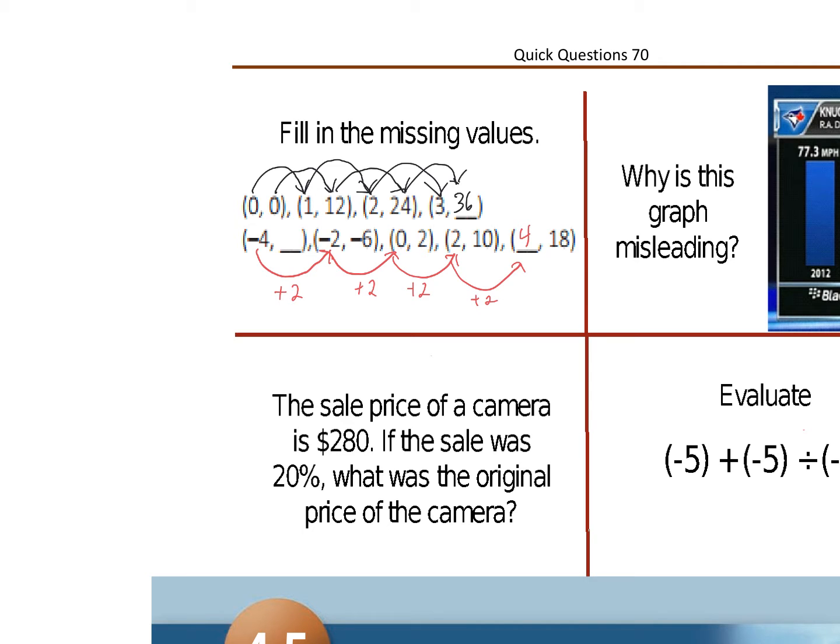And now to find the other missing value, we're going to work backwards with our y value. So this starts at 18 and it's going down by 8. Then it goes down by 8 again, down by 8 again. So if I'm at -6 and I have to take 8 away one more time, -6 take away 8 is -14. So those are the coordinates we have right there.